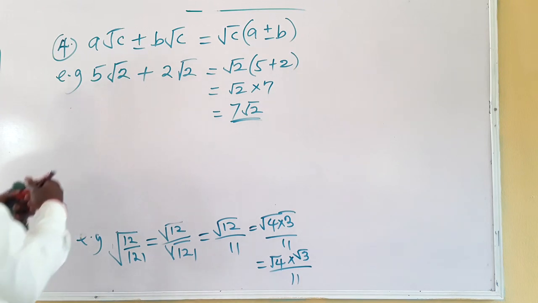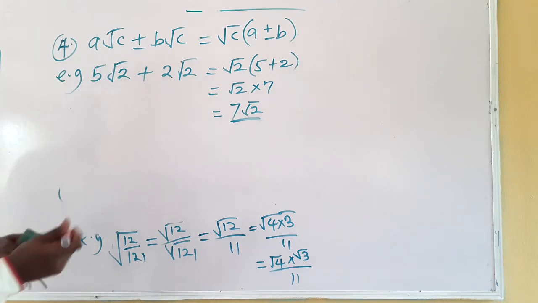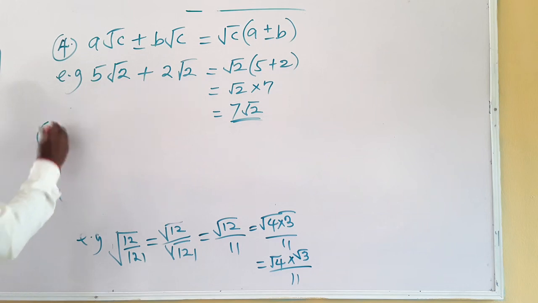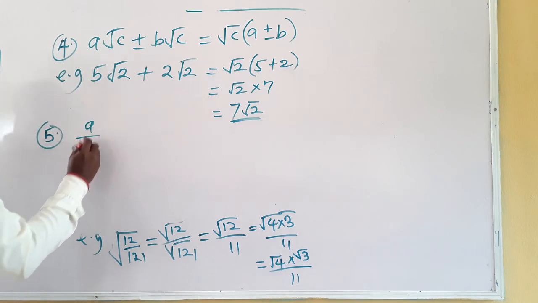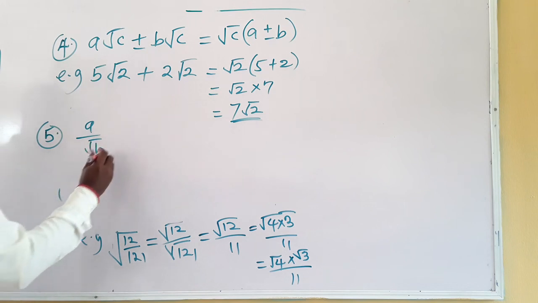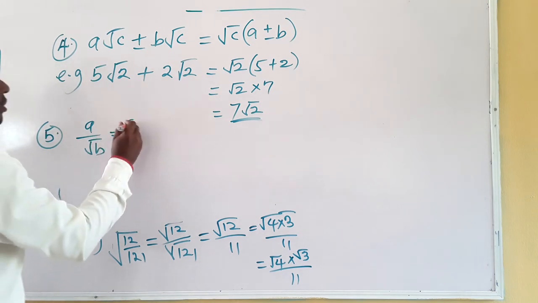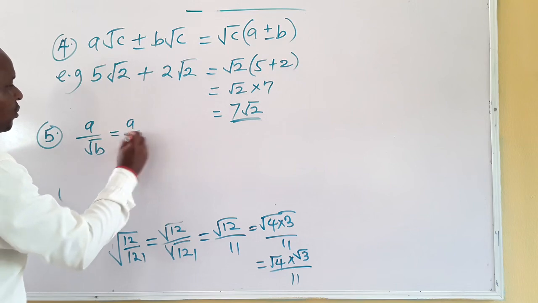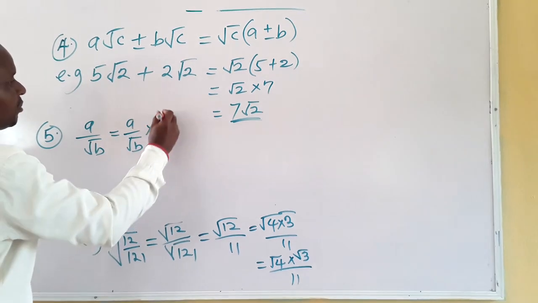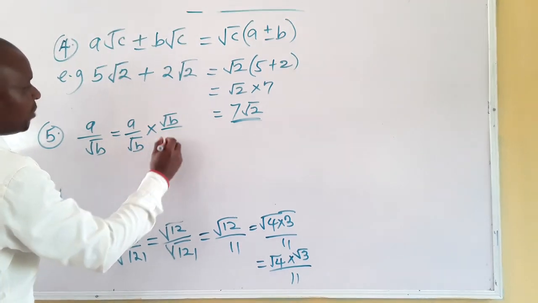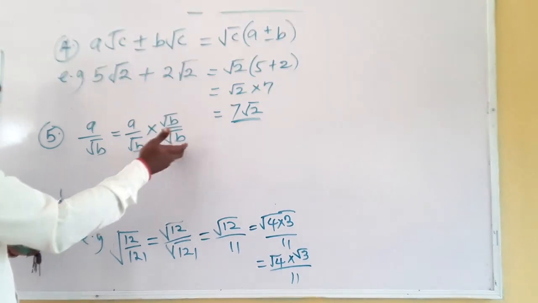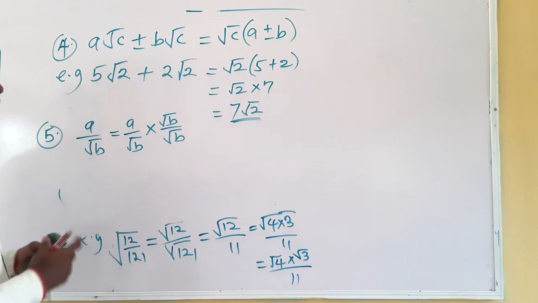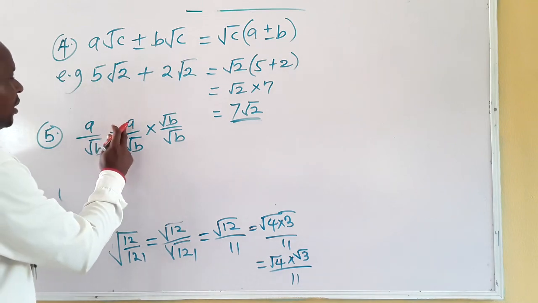It also holds for negative. Okay, now the fifth law is if you have root a divided by root b, for instance, that will be the same thing as root a divided by root b times root b divided by root b. Of course, root b divided by root b is just 1. Okay, so we multiply it up.